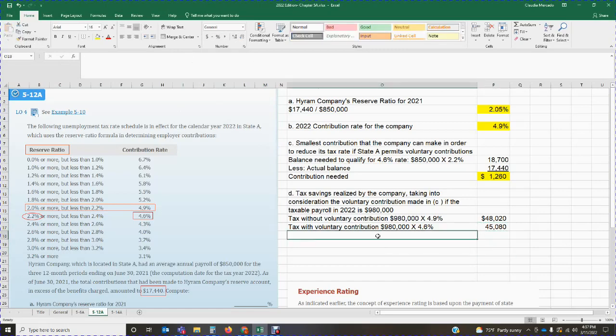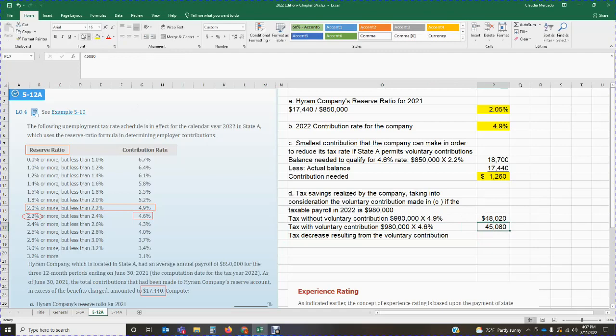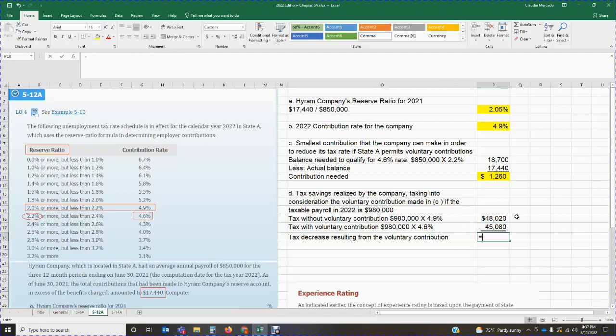So that would give us a tax decrease resulting from the voluntary contribution. The 48,020 minus the 45,080, we would have a tax decrease of 2,940. Okay, our taxes would decrease. Why? Because our contribution rate went from 4.9 to 4.6.